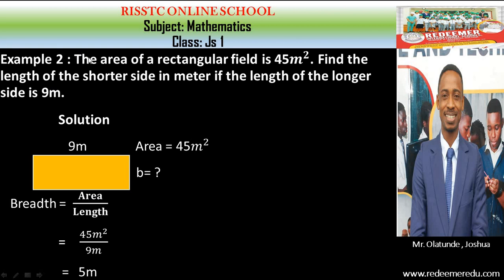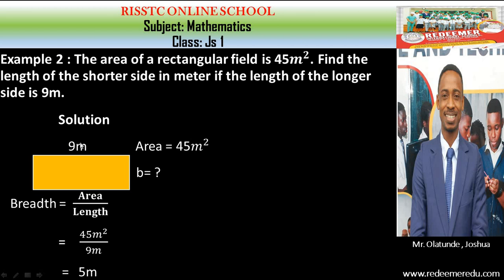Example 2. The area of a rectangular field is 45 meters square. Find the length of the shorter side in meter if the length of the longer side is 9 meter. Solution. Draw your diagram. The first thing you do, label out the parameters given to us.